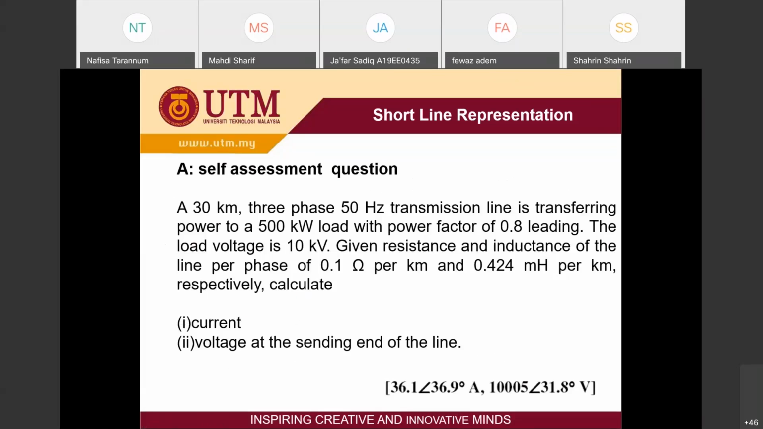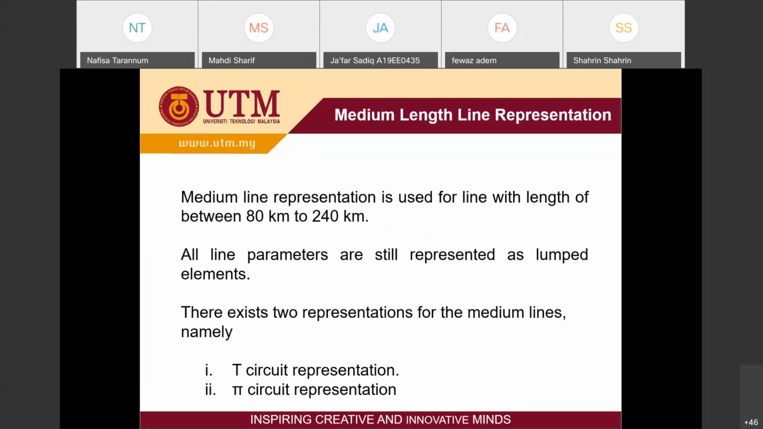Okay, I think we take a break of about 3 minutes before we go for the medium line representation. So take a break. Right now it is 9:28, so we start at 9:30 a.m. So 2 minutes, take a break. Maybe you want to go to the toilet and so on.